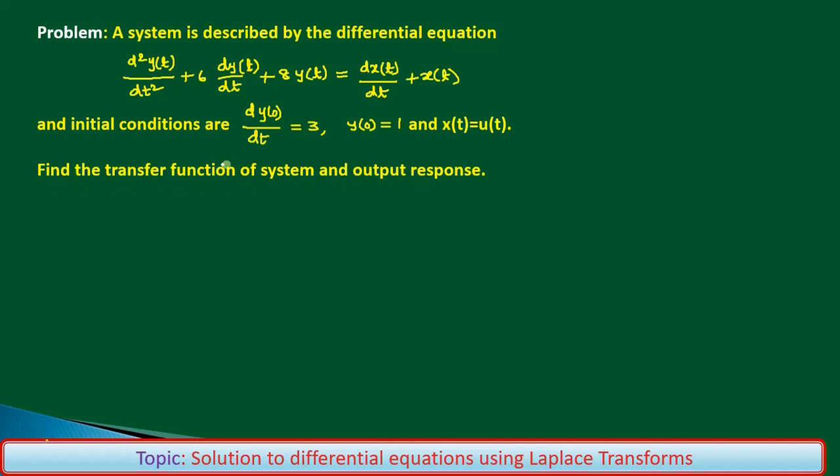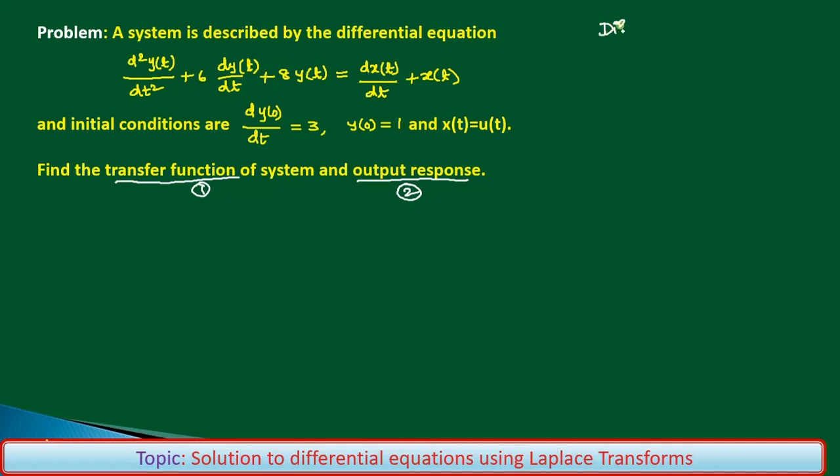So there are two parts in the question. The first one is find the transfer function. This is part number 1, and the second one is find the output response of the system. Here the differential equation is given, so we need to convert it into a simple S domain form. For that purpose, we use the differentiation property in time domain.